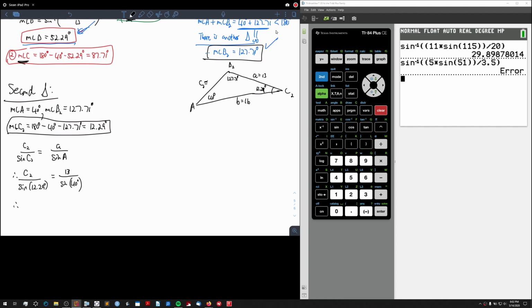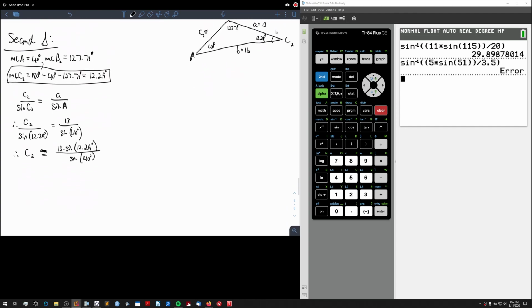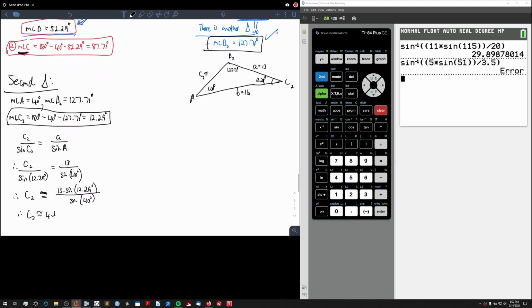Okay, and that means C2 is exactly equal to 13 times the sine of 12.29 degrees all over the sine of 40 degrees. And this is going to give you an approximate answer. And so C2, I think, is 4.3, all right? So 4.3.